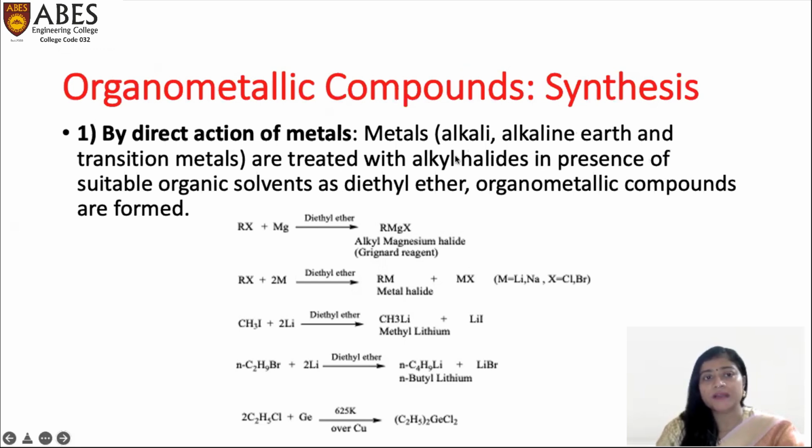The first method is by direct addition of metal. Here, metals which can be alkali, alkaline, or transition are treated with alkyl halides in presence of suitable organic solvents such as diethyl ether. Then organometallic compounds are formed. Here you can see the Grignard reagent's preparation. Alkyl halide is reacted with magnesium in presence of diethyl ether to give RMgX, that is Grignard reagent.